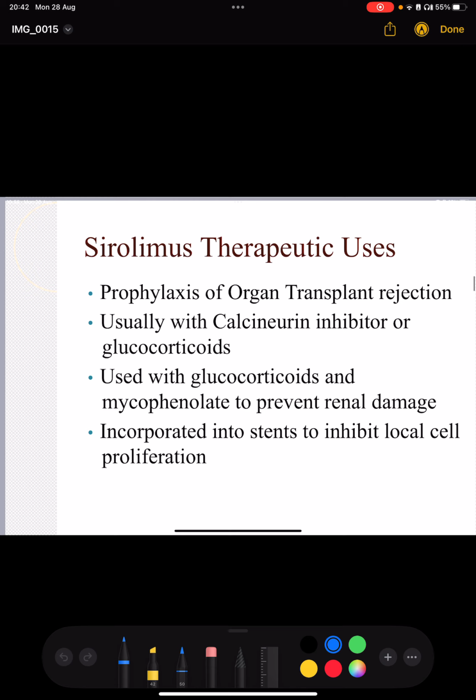Let's look at the therapeutic uses of sirolimus. It is used as prophylaxis, something of a precaution, for organ transplant rejection. Organ transplant rejection is an important therapeutic use, not just for sirolimus, but for most of the immunosuppressants. It is usually used in conjunction with calcineurin inhibitors or glucocorticoids. Glucocorticoids and calcineurin inhibitors are more important immunosuppressants than antiproliferatives, but we use it in conjunction with these.